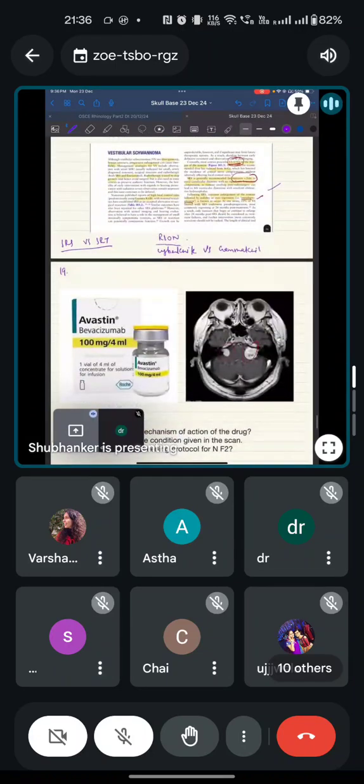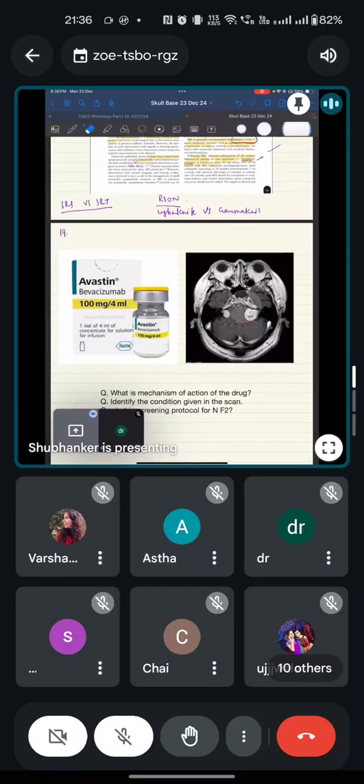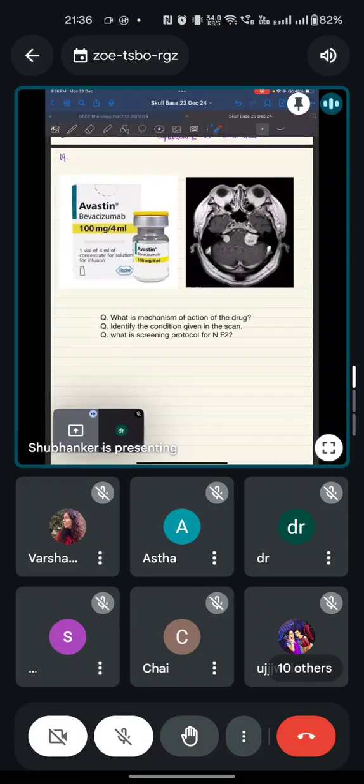Okay, just see this drug. Bevacizumab, 100 mg per 4 ml, and this is an MRI scan given in front of you. I hope you will appreciate this. Bilateral CP angle tumor. So your diagnosis goes in favor of NF2, and this drug bevacizumab is used in the treatment of NF2. There are multiple other uses also, but here we'll just focus on NF2. So what is the mechanism of action of this drug? Can somebody unmute and take a try?